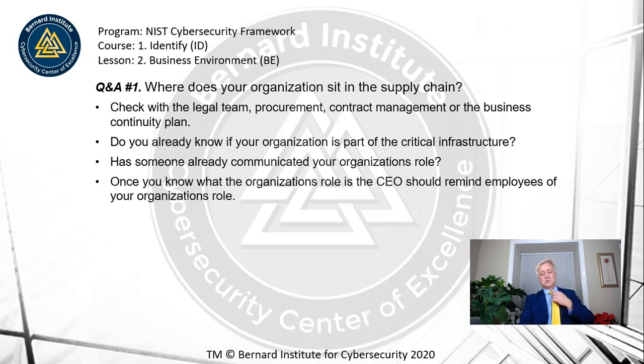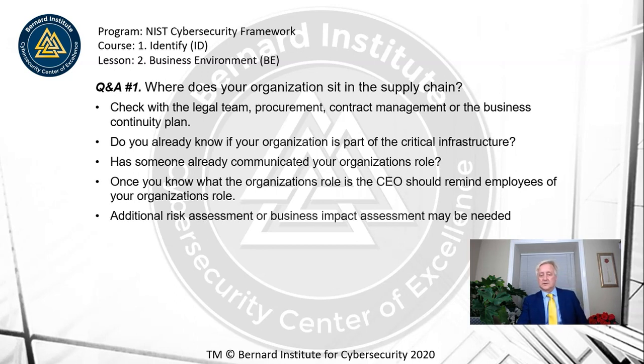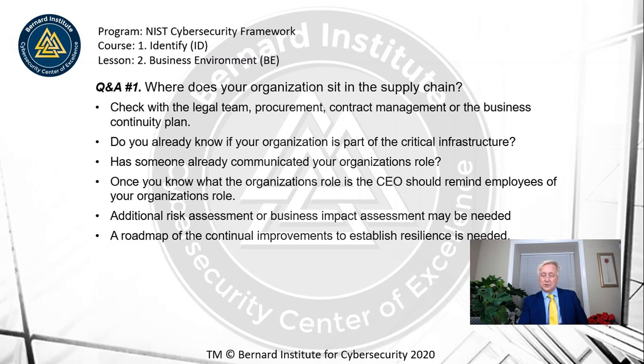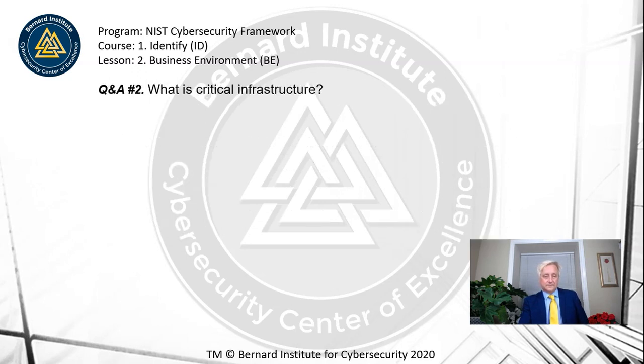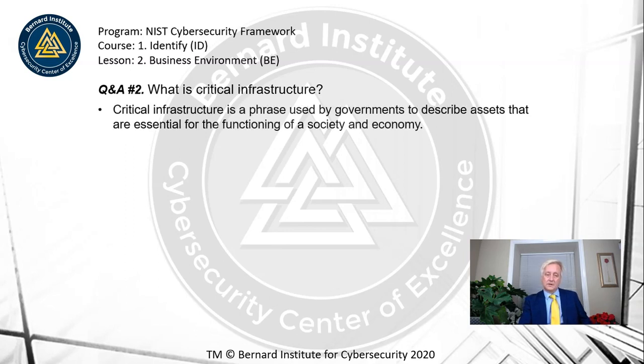Once you know what the organization's role is, the CEO should remind employees of the role. Additional risk assessments and business impact assessments may be needed to flesh out the dependencies and the risks involved. A roadmap of the continual improvements to establish resilience is needed. Question number 2, what is critical infrastructure? Critical infrastructure is a phrase used by governments to describe assets that are essential for the functioning of society and economy.